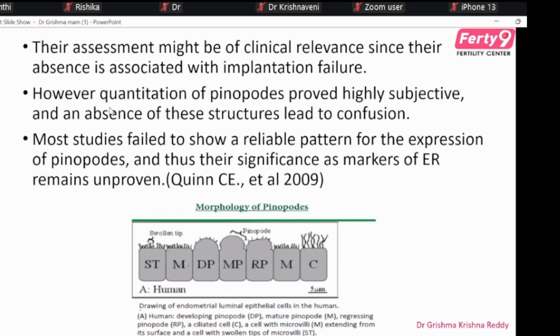However, quantification of pinopodes is highly subjective. Most studies fail to show any reliable pattern for the expression of pinopodes. So again, their significance as markers is unproven.